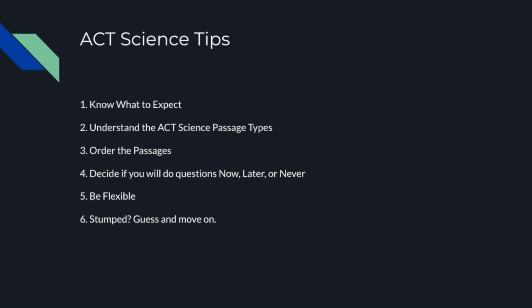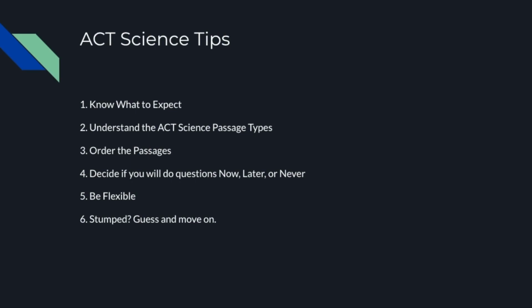So the ACT science tips. Okay, the first tip, you need to know what to expect. The ACT science prep begins with understanding what's on the ACT science test. So the format of the test, it's 40 multiple choice questions and about 7 science passages. The topics of the test include biology, chemistry, physics, and the earth/space sciences such as astronomy, geology, and meteorology.